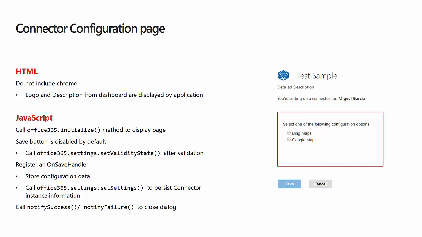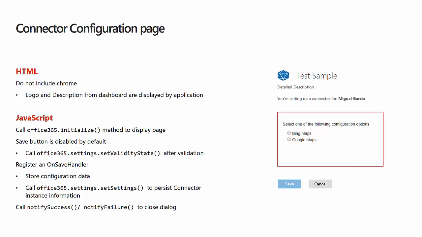The configuration form is part of your page, so accessing the form information is quite simple. And then when you have gathered the information that you need to store, you can then call back to the hosting application using the set settings method, which will then persist the information that you provide with the connector instance, information that's necessary later if I'm going to be managing it.